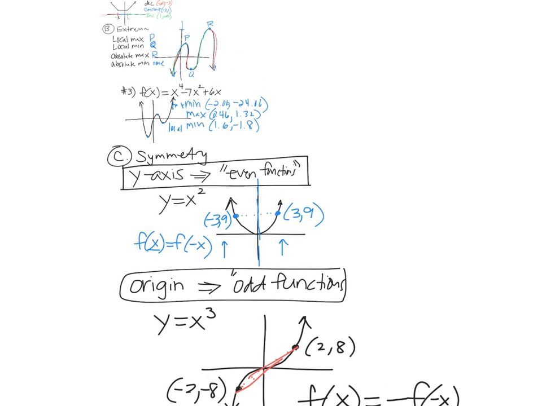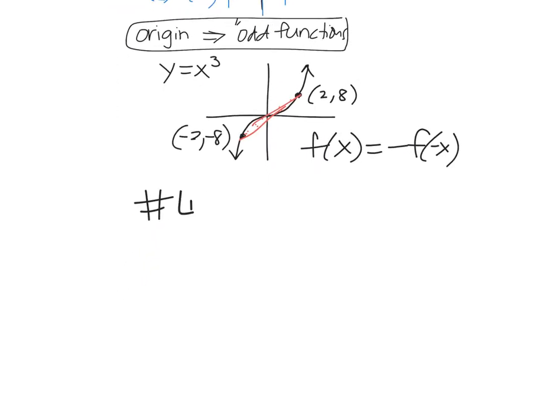Number, what are we on? 4. We're almost done. That was 18 minutes already. Number 4. Let's say that we have f of x equals 2 over x. Is this going to be even, odd, or neither? Most of them are neither, really. Most graphs are. So I can go ahead and graph this on my calculator.